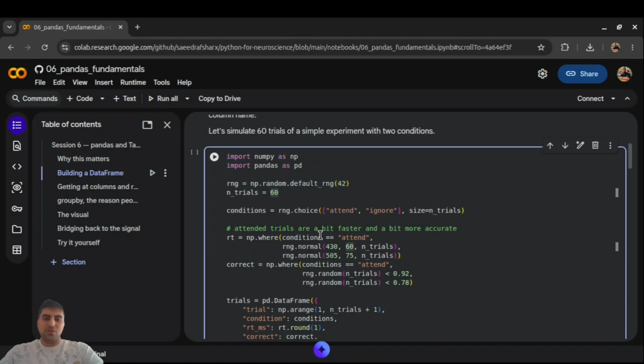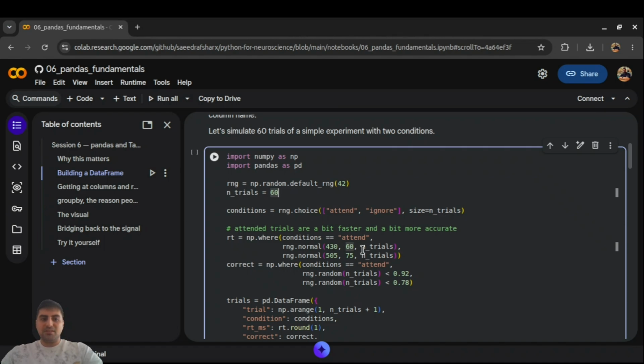That expectation you have is not arbitrary. Michael Posner ran essentially this experiment in 1980. He gave people a cue about where to look, and valid cues made people a few tens of milliseconds faster. It is one of the most reproduced findings in cognitive psychology.